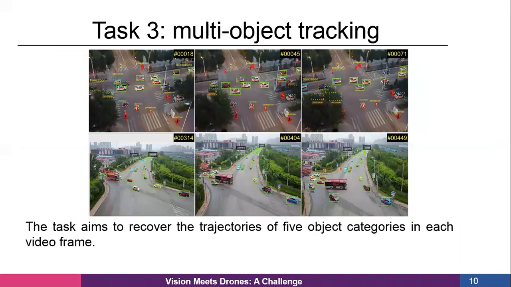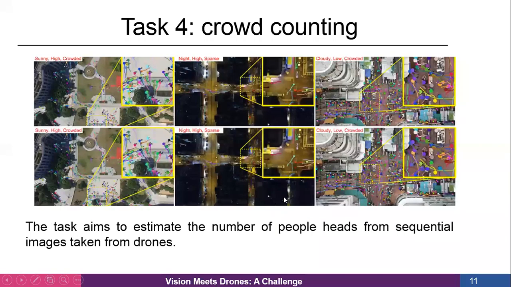For task 3, we have multi-object tracking. In this task, the goal of our track is to recover the trajectories of 5 object categories in each video frame. The 5 object categories are selected from our predefined 10 categories. And for task 4, the crowd counting aims to estimate the number of people heads from sequential images taken from drones. We can see from the example images, the people heads are extremely small, and it is difficult for us to estimate the accurate number of people heads.